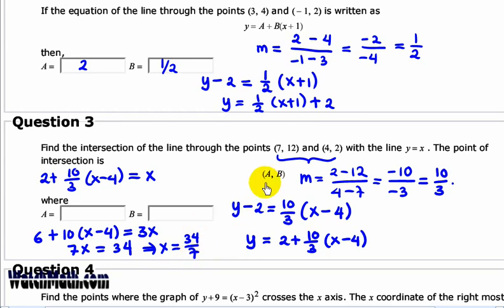So now this 34 over 7 corresponds to a. To find the b coordinate, we could substitute into this one. But actually, since this point belongs to the line y equals x and also to this line, the y coordinate is also equal to 34 over 7. Because when x is equal to 34 over 7, the y is also equal to 34 over 7.